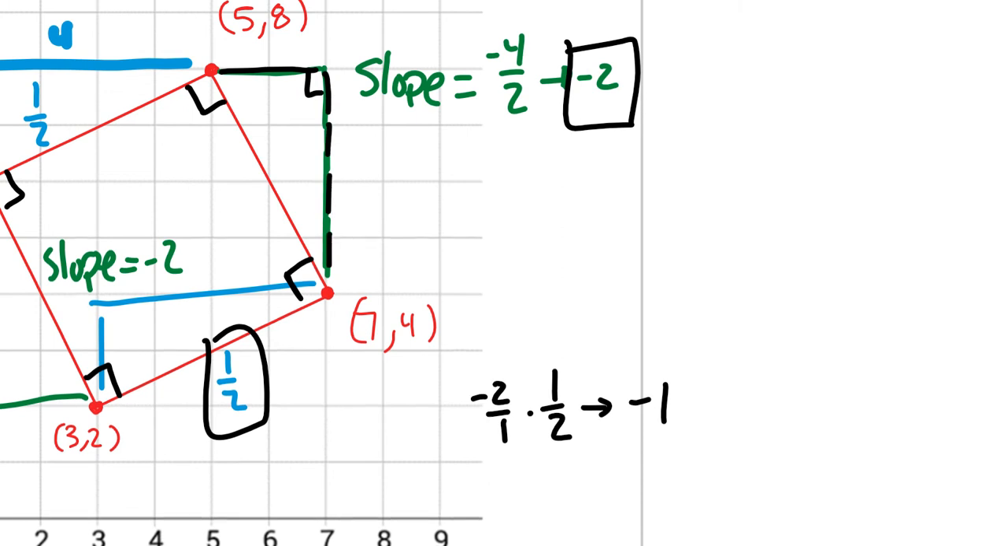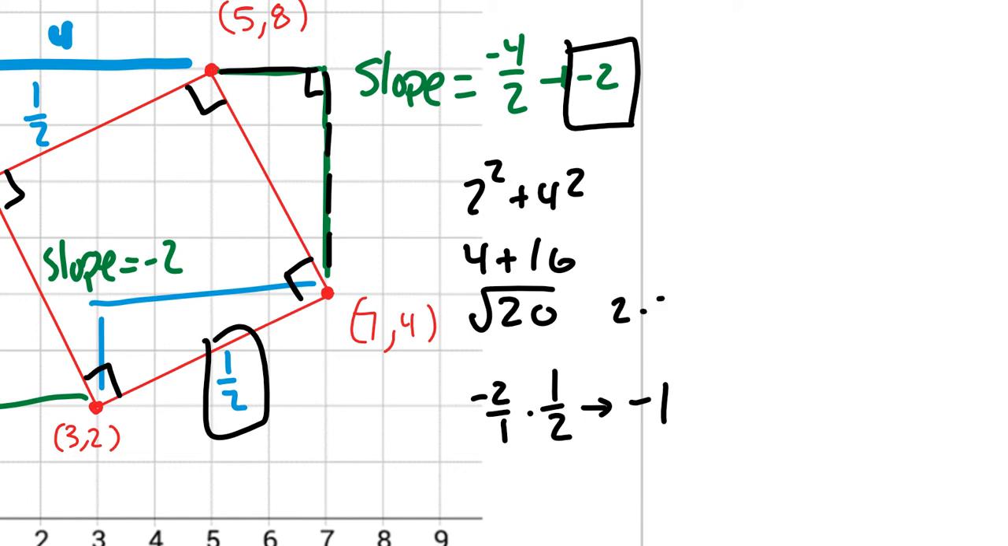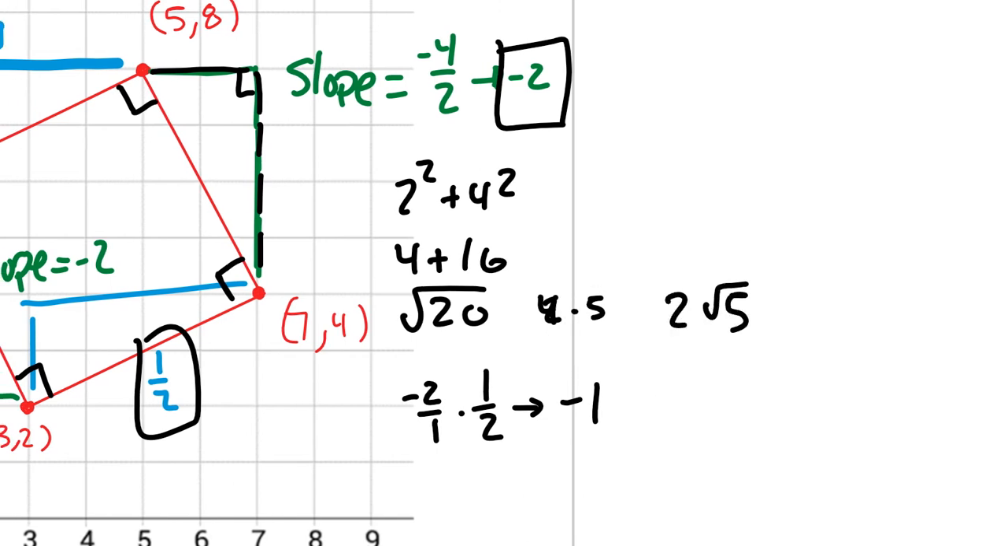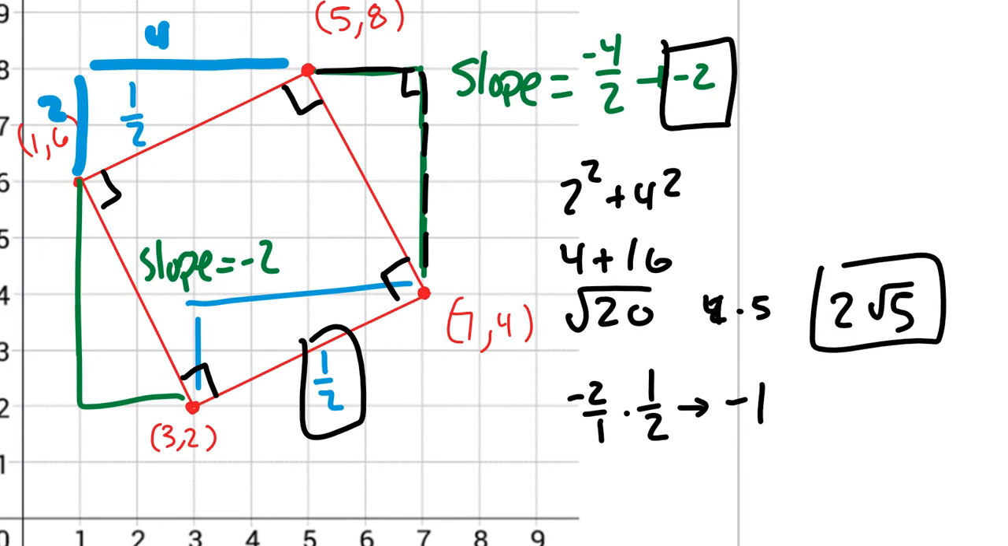Well, when I look at 2 squared plus 4 squared, it doesn't matter how many times I do it, I always get root 20. If I divide that by 4, that's 4 times 5. The square root of 4 is 2, and that's the square root of 5. So each one of those sides is exactly 2 root 5 units long. So it is also not just a rectangle, this is a square.